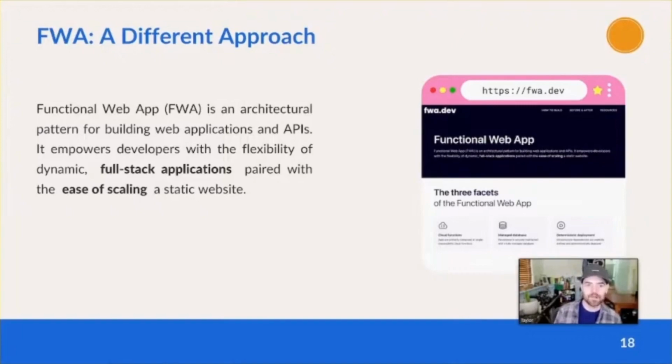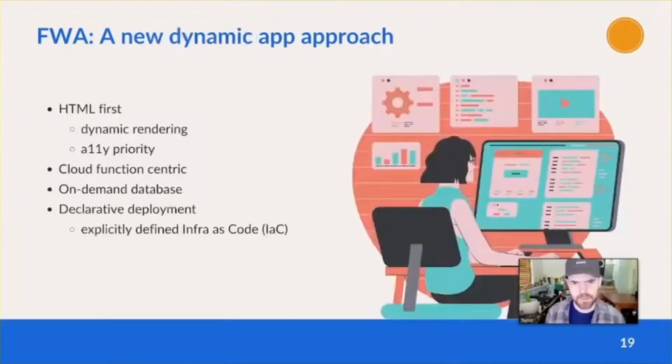Functional web app is an architectural pattern for building web applications and APIs. It empowers developers with the flexibility of dynamic full stack applications. So think of those Rails apps and the dynamic web apps I was talking about before, paired with the ease of scaling of a static website. So the inherent power of a Jamstack website powered by a CDN and static assets. So it's a whole new approach based on both of those ideas.